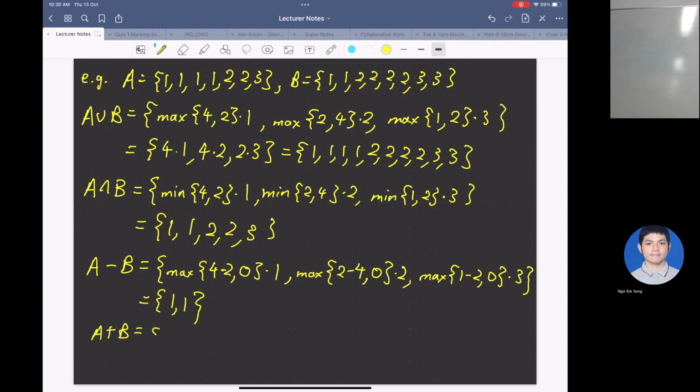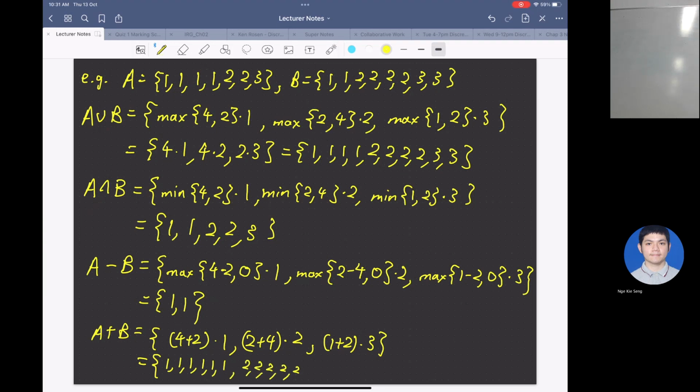The fourth one is the sum. This is just adding up the two multiplicities. Okay. So you get 6 ones, 6 twos, and 3 threes.